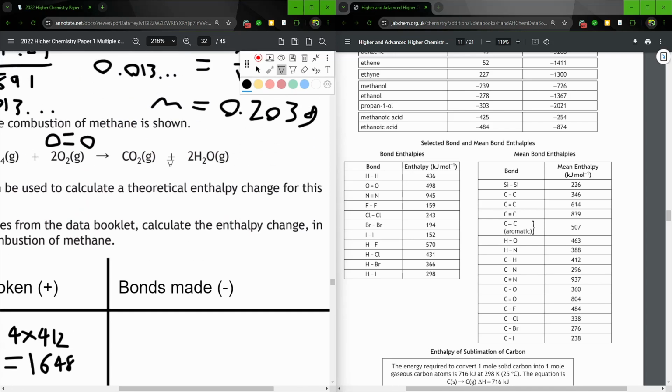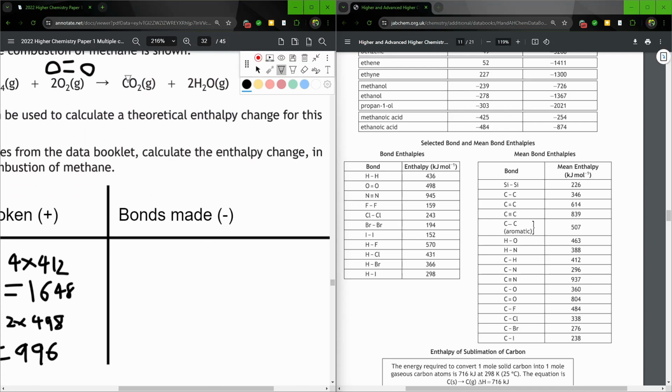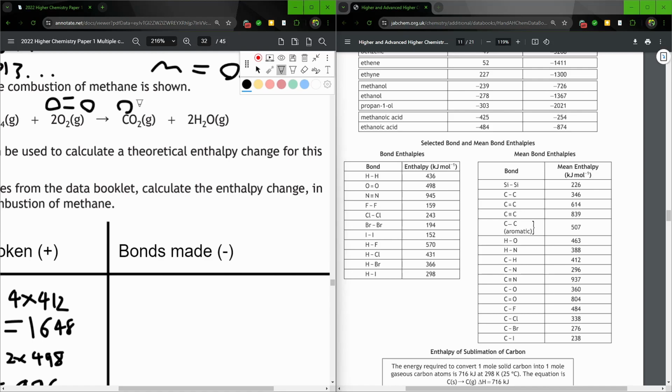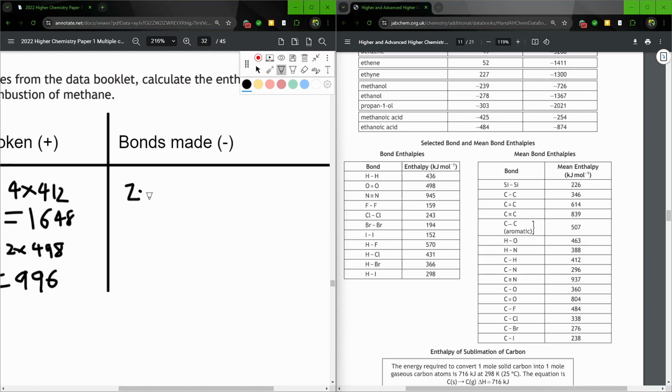And what bonds are made, so what's on the other side? So we have carbon dioxide. Remember, carbon dioxide is double bonded with oxygen, which means it's 2 times C double bond with oxygen, which is 804.